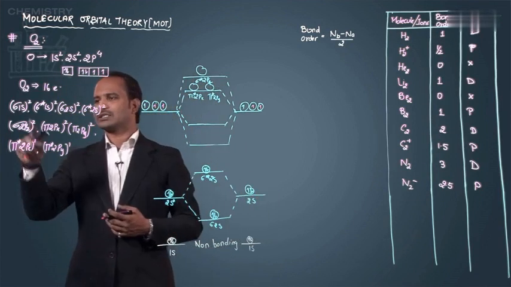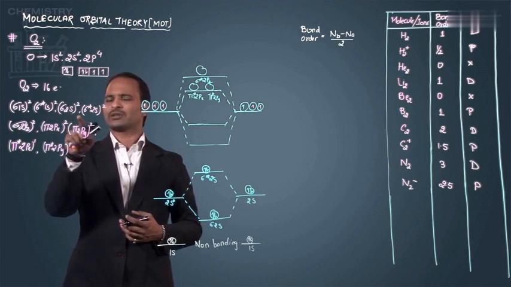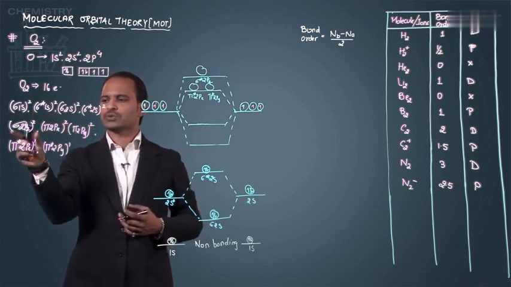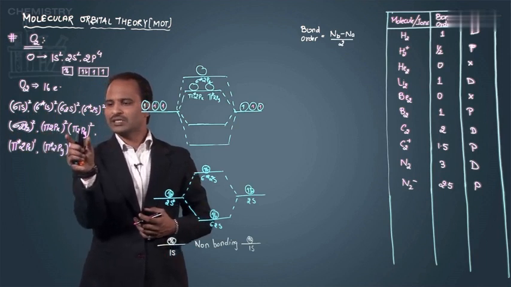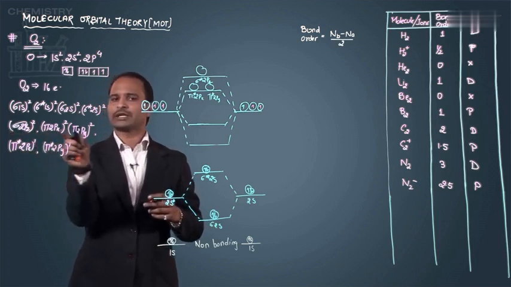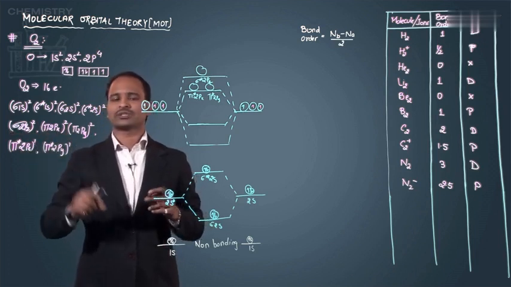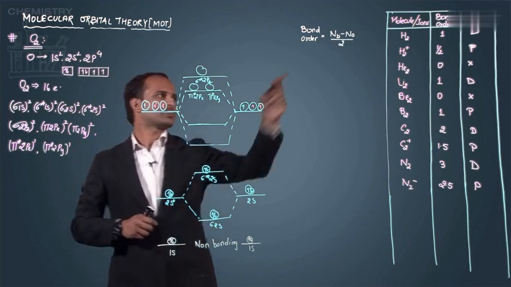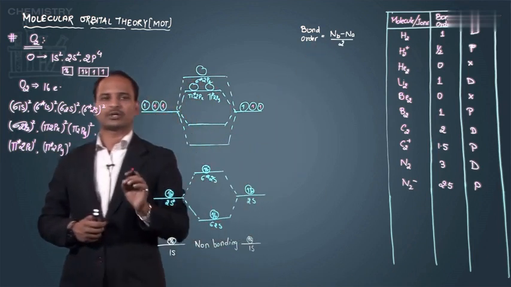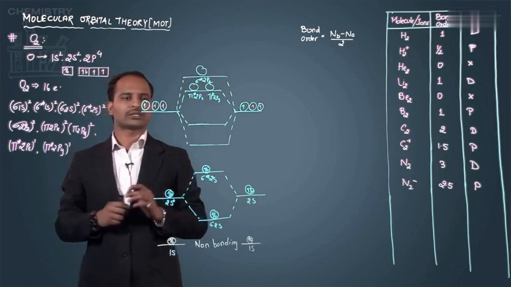For bond order, I can say forget about these 4 electrons because they are nullifying each other. 2 minus 2, 2 minus 2, 2 minus 2. Just count these: 2 plus 2 plus 2, that is 6. 6 minus 2 is 4. That is, 6 bonding electrons minus 2 anti-bonding, so 4 upon 2 is 2. That is, a double bond will form. That is, bond order is 2.